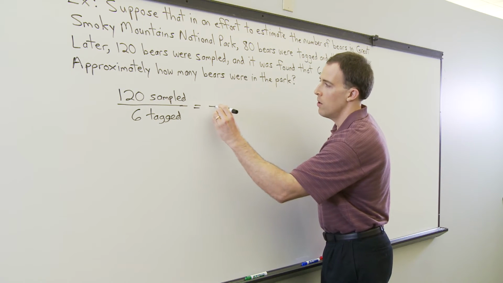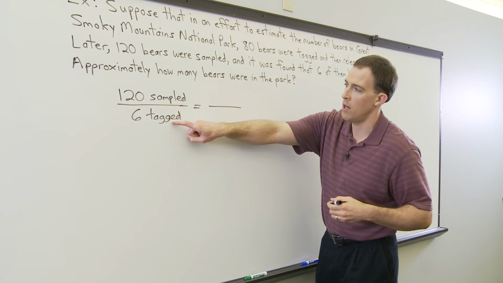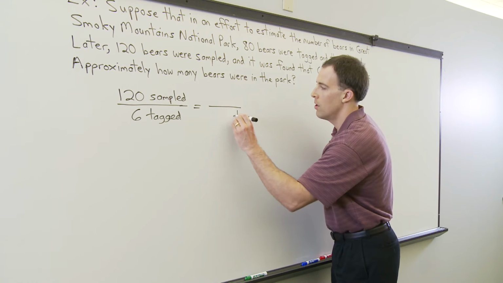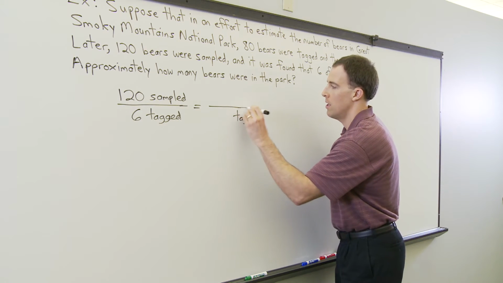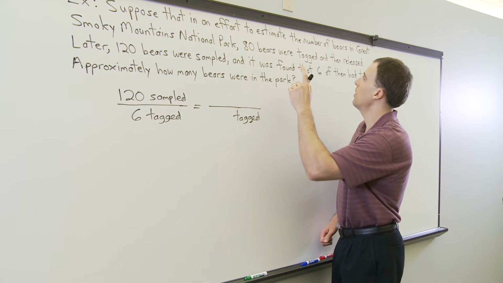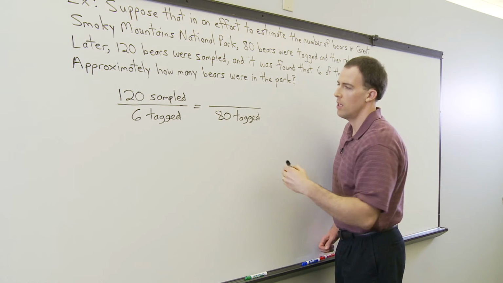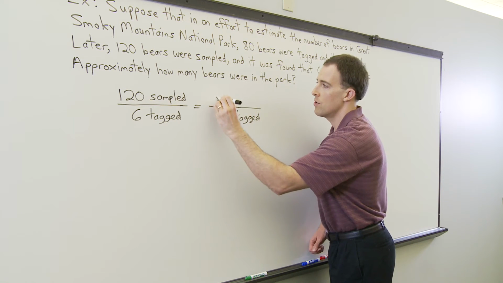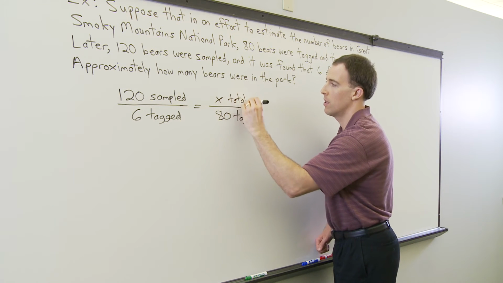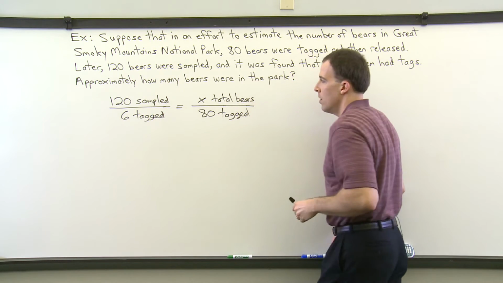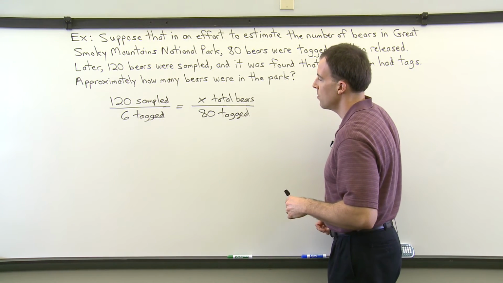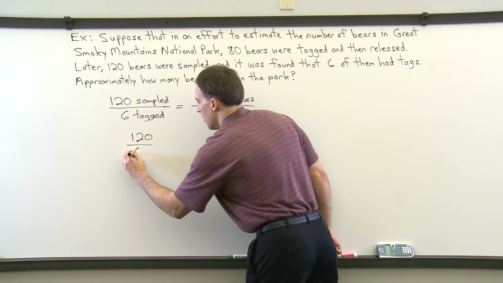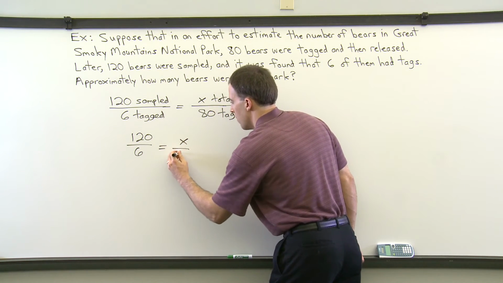And then for the second ratio, since tagged is the units for the denominator of our first ratio, we want to make sure that tagged is also the units in the denominator of the second ratio. So we want to have the number of bears that were tagged initially in the denominator of our second ratio here, which was 80. 80 were tagged initially. And then we're trying to solve for how many bears were in the park, and we should just let that be x. So x, total bears in the park. So there's a good proportion. 120 over 6 equals x over 80. We can get rid of the words and just call it 120 over 6 equals x over 80.